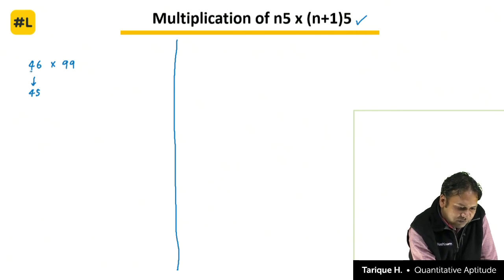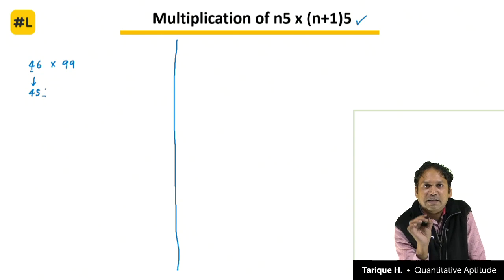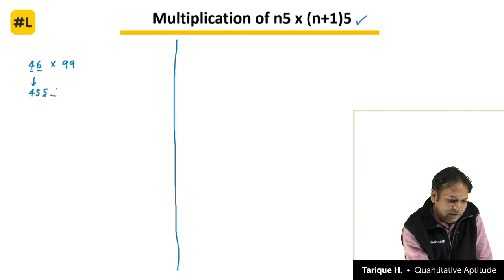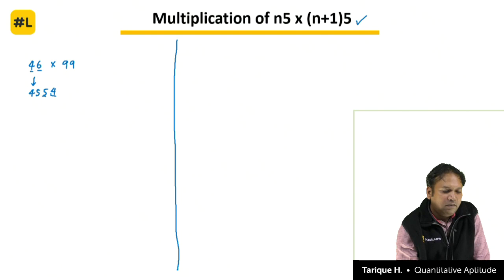Now the first number 4, how much should I add to make it 9? Just answer that much. How much should I add to make it 9? So 4 plus 5 is 9. 6, how much should I add to make it 10? 4 plus 5 is 9, 6 plus 4 is 10.